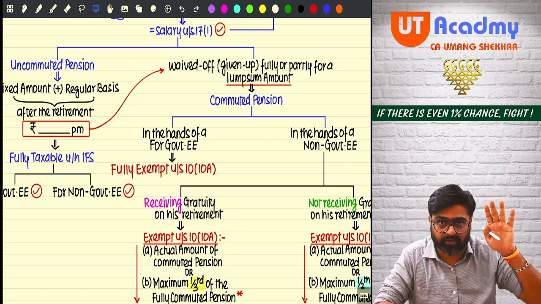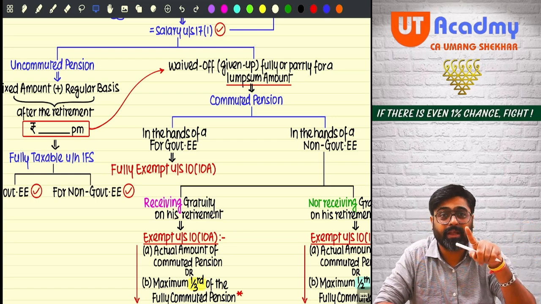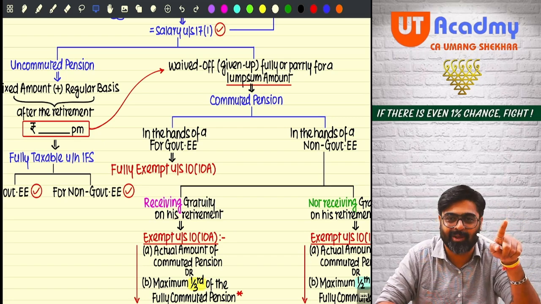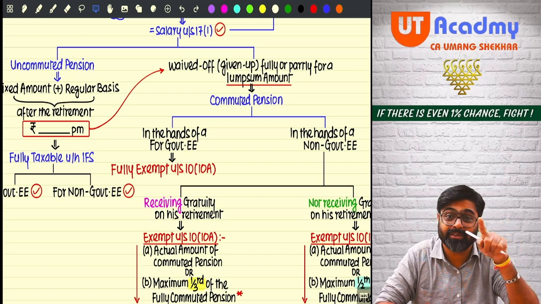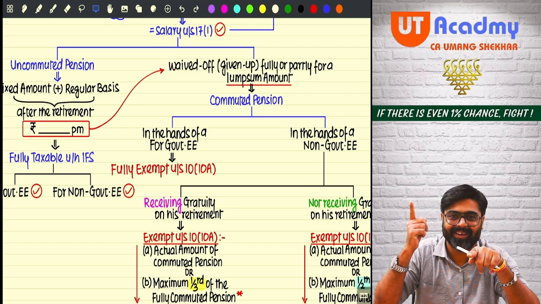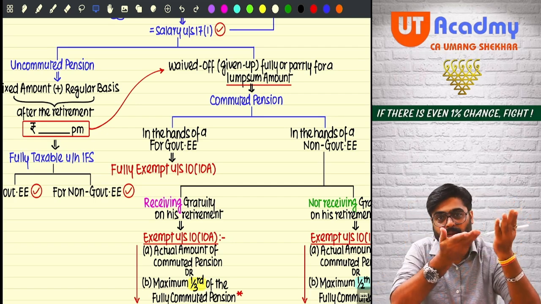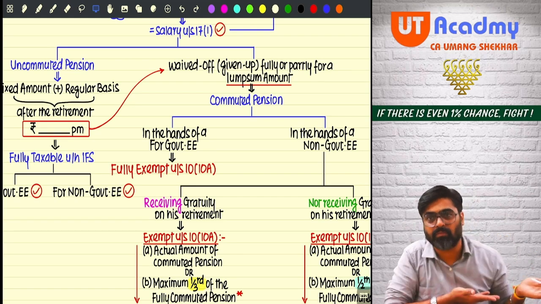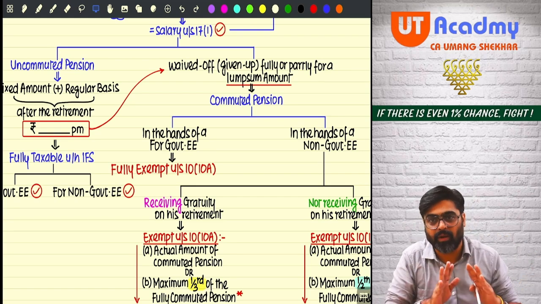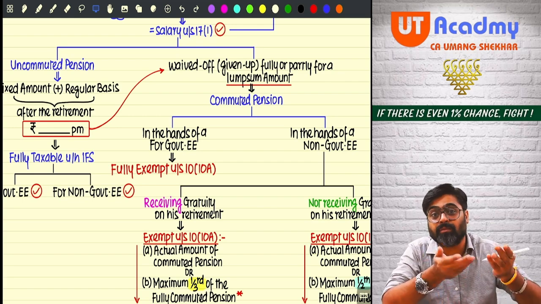Okay. But this commuted pension, if it is received by a non-government employee, will it be exempt? The answer is yes, exemption will be given. But giving the full exemption will be dangerous here also. Getting my point? Just like it was dangerous in gratuity. Because God knows what amount the employer will calculate and give as a lump sum. So giving the full exemption will be dangerous.